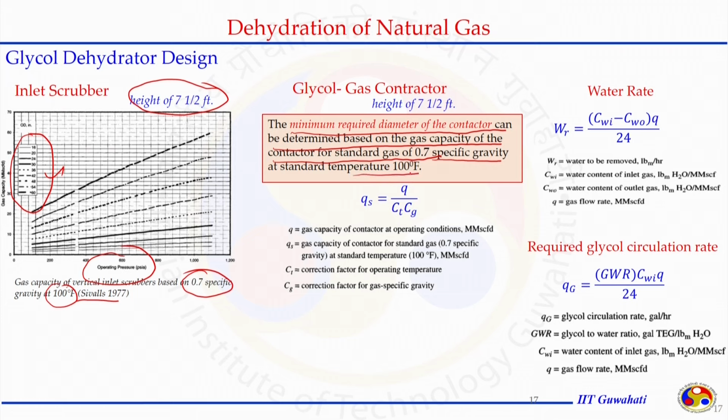So, it is similar to what we have here, but in this case we do not have the standard gas, or the gas with 0.7 specific gravity, and we have a different temperature also. So, the correction for the temperature and the specific gravity should be included to calculate the gas capacity at the operating condition, and the correction depends on the type of gas contactor we are using. It is a packed bed or it is a tray. There are several tables reported in the literature.